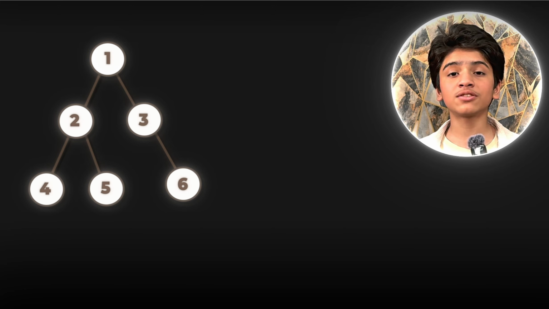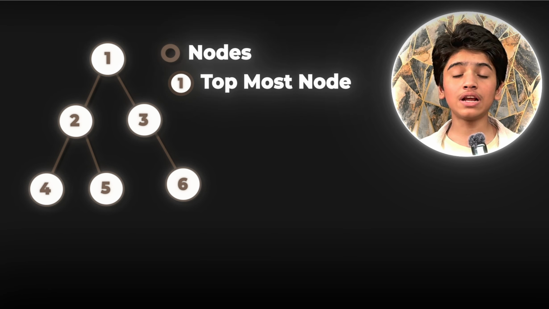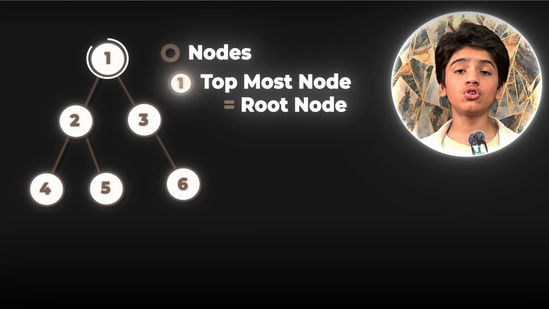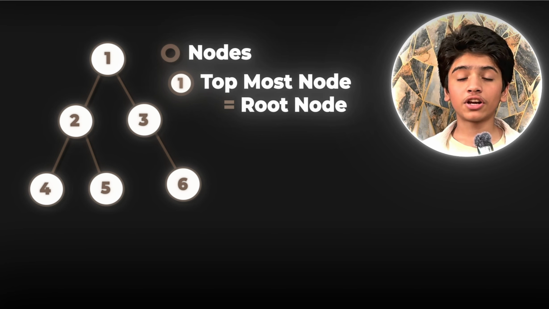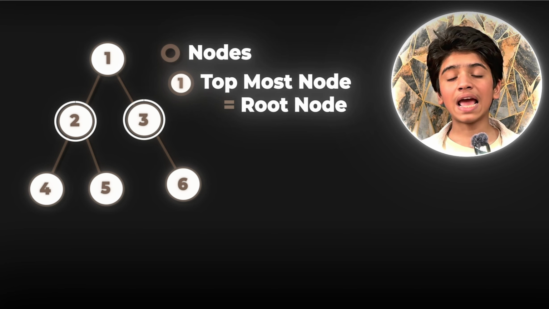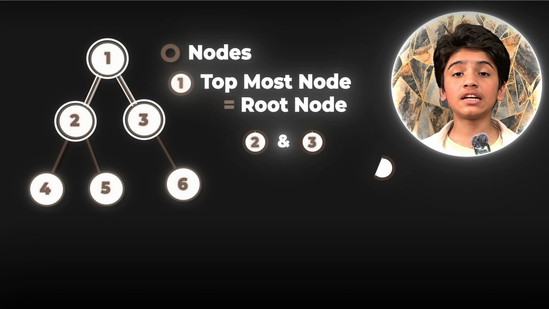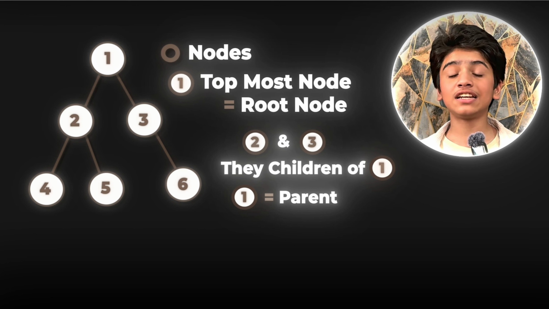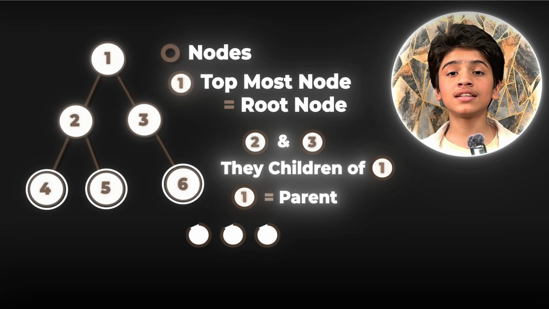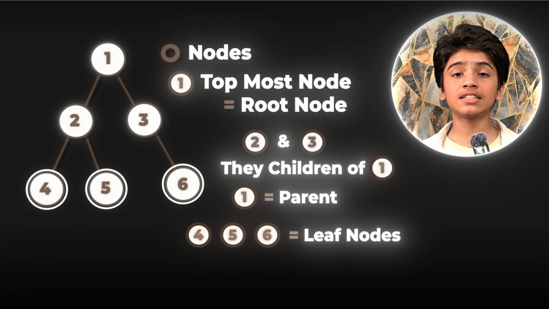Now each of the circles with values inside them are known as nodes, and the topmost node is known as the root node. So in this tree, the root node is node number 1. Now each node contains a reference to its child node. For example, if you look at node 2 and node 3, these two nodes branch off node 1, meaning they are children of node number 1. Node 1 will be considered their parent. And finally, the nodes that have no children, meaning the nodes at the bottom like 4, 5 and 6, these are called leaf nodes. So that is the basic terminology about trees that you should know.